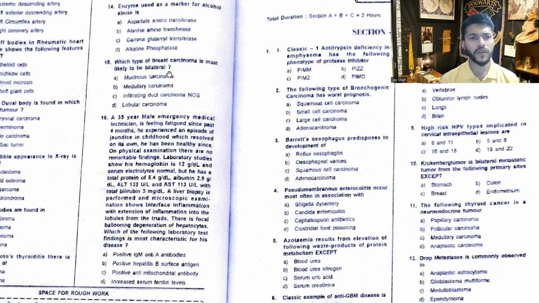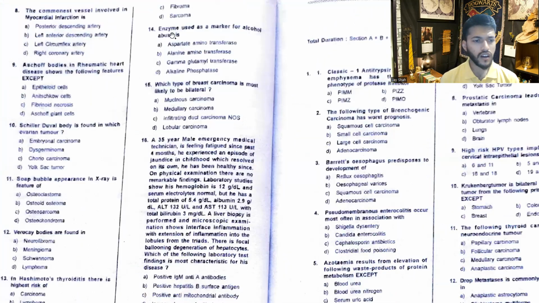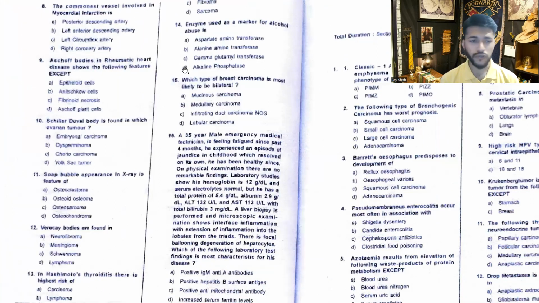Which type of breast carcinoma is likely to be bilateral? Bilateral multicentric, only one thing in your mind, lobular carcinoma. Enzyme used as a marker for alcohol abuse is AST. SGOT or AST is generally the same thing. So aspartate aminotransferase is the thing. And for obstructive, it was alkaline phosphatase.